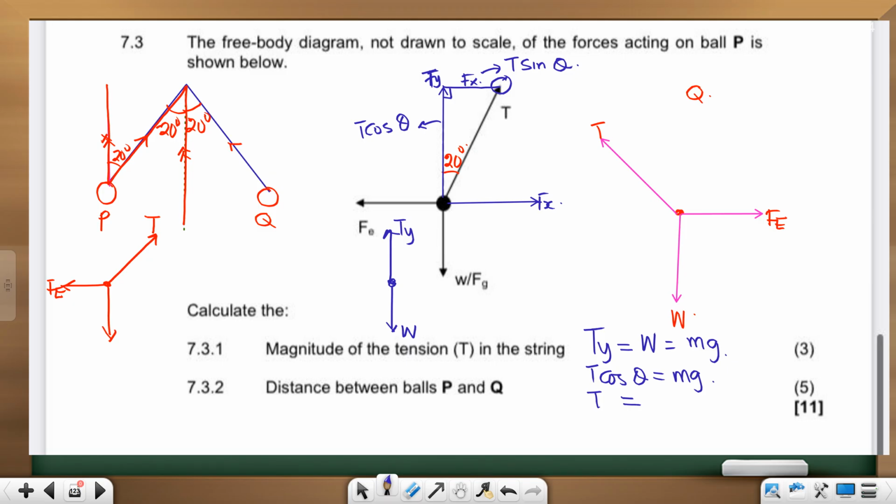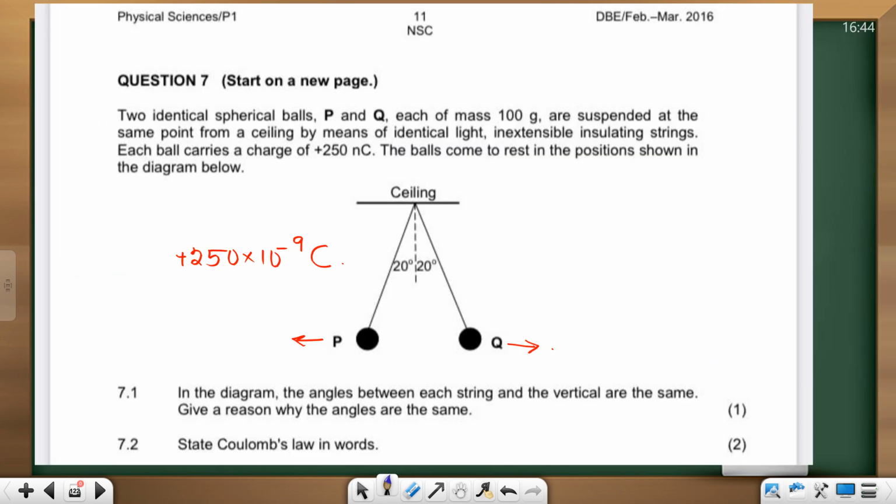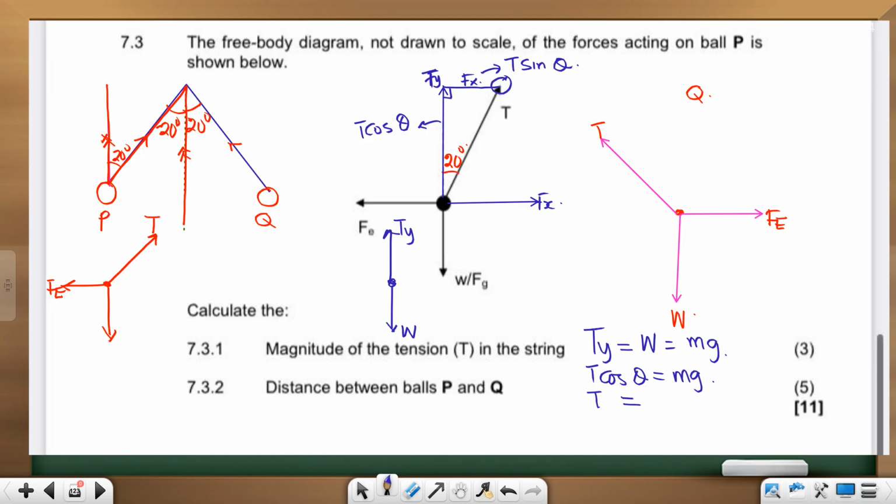What is the mass? 500. Are you sure? What were we given? 100. 100 grams. And in physics, we don't calculate in grams. It has to be what? Kilograms. So what would it be? 0,1. You divide by 1,000. Oh. What is your G? 9,8 over cos 20. Please get me an answer there.